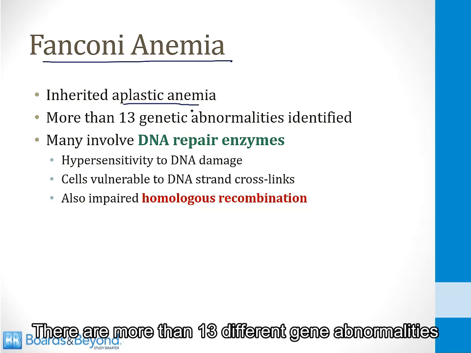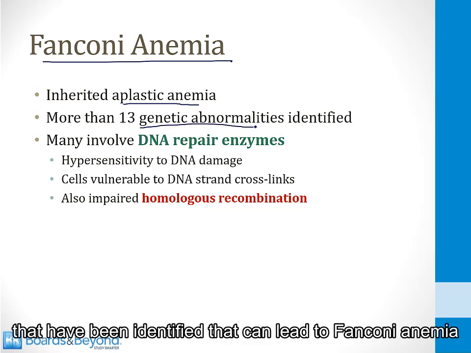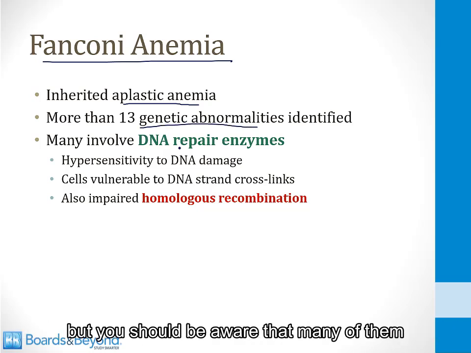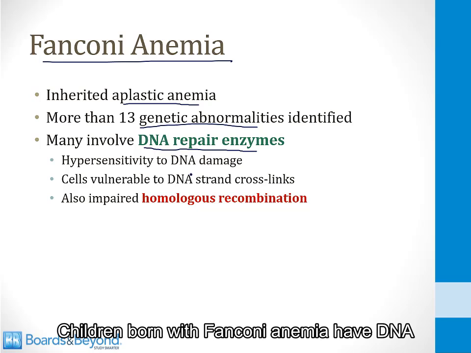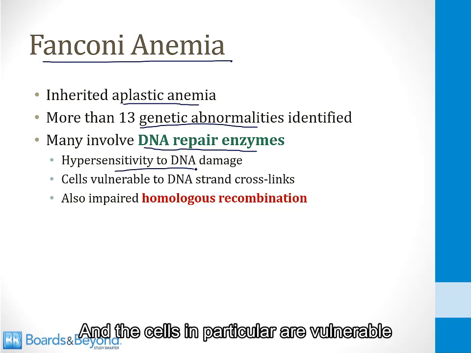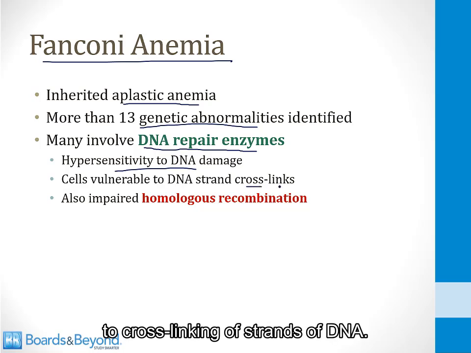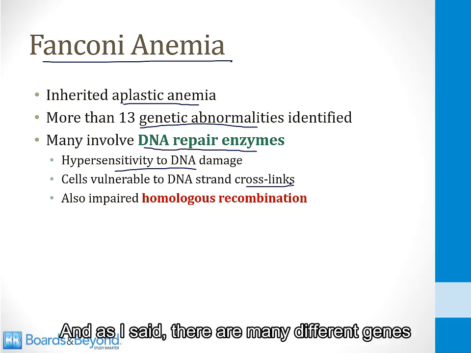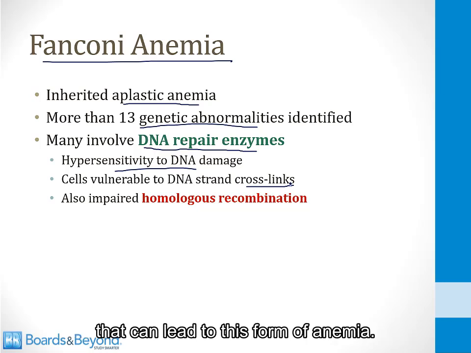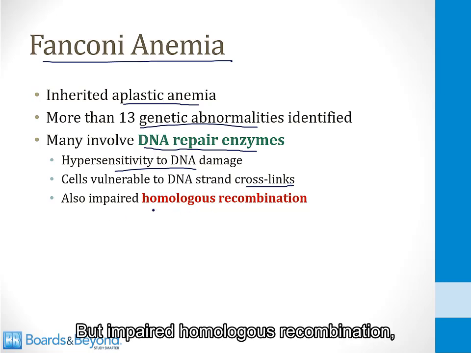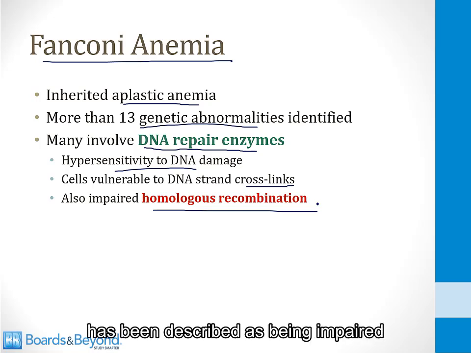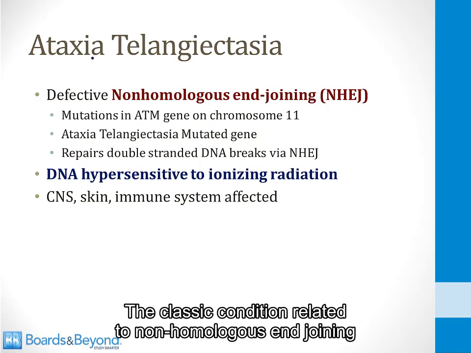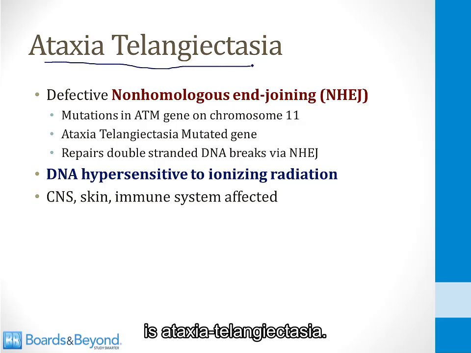There are more than 13 different gene abnormalities that have been identified that can lead to Fanconi anemia, but you should be aware that many of them involve DNA repair enzymes. Children born with Fanconi anemia have DNA that's hypersensitive to DNA damage, and the cells in particular are vulnerable to cross-linking of strands of DNA. And as I said, there are many different genes that can lead to this form of anemia, but impaired homologous recombination, that's that process of double-stranded DNA repair I talked about earlier, has been described as being impaired in many cases of Fanconi anemia. The classic condition related to non-homologous end joining is ataxia telangiectasia.